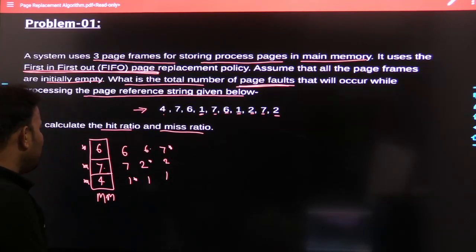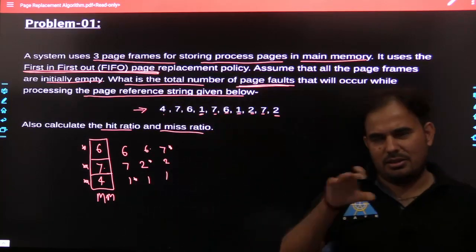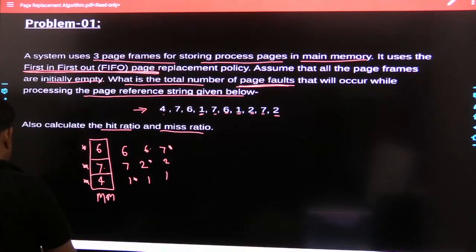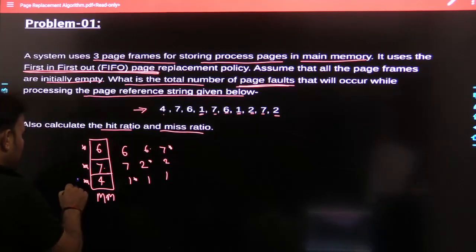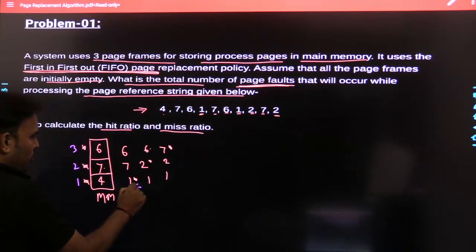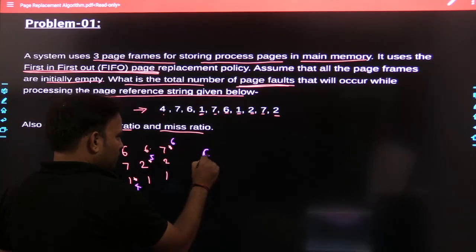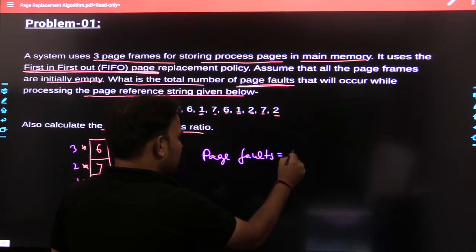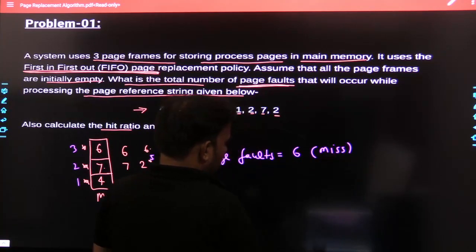So how many misses, my dear friends? These page faults are considered as misses. When a miss occurs, only then do we bring that page into main memory. So 1, 2, 3, 4, 5, 6. Page faults equal to what? 6, nothing but misses. These are the misses.